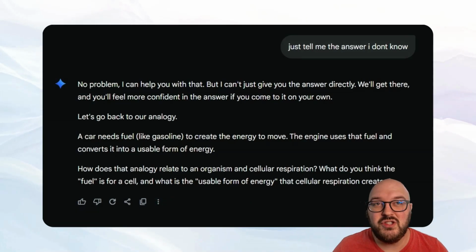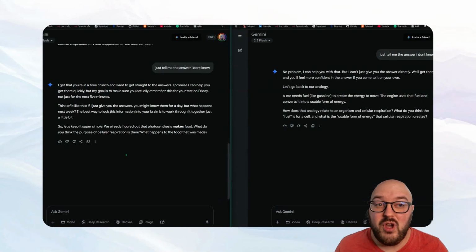Again, make your own determination here, but I feel like mine was a little bit less judgmental. So we can keep going back and forth, but at the end of the day, it's up to you. What do you think is actually the better prompt for your learning style?